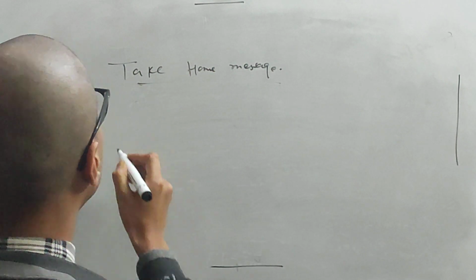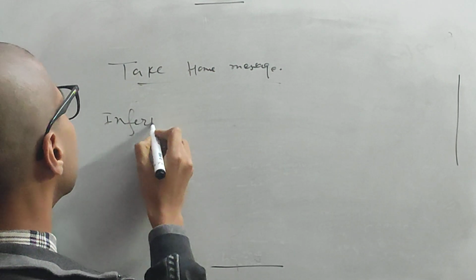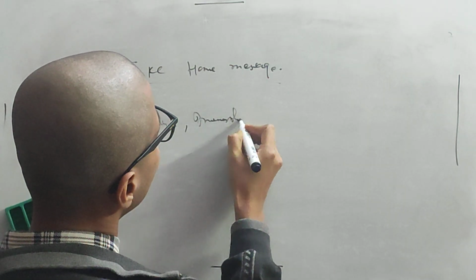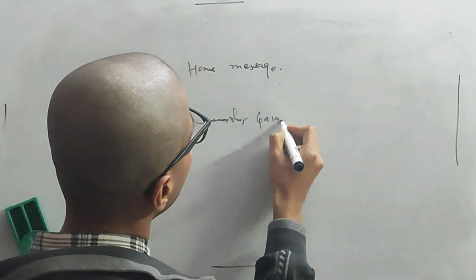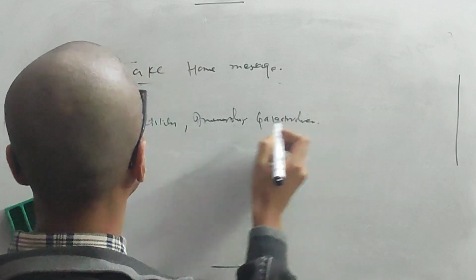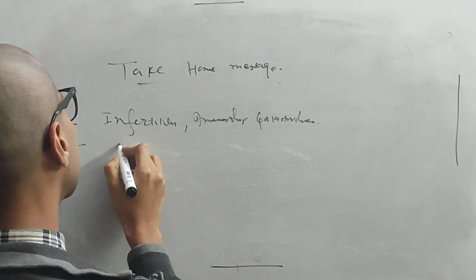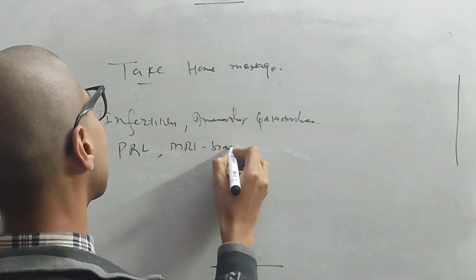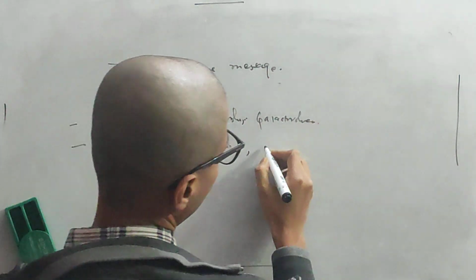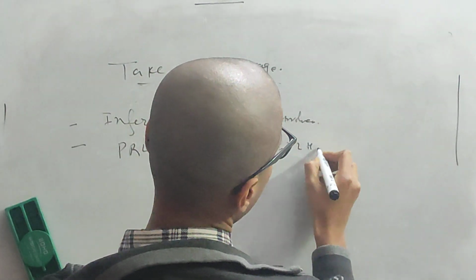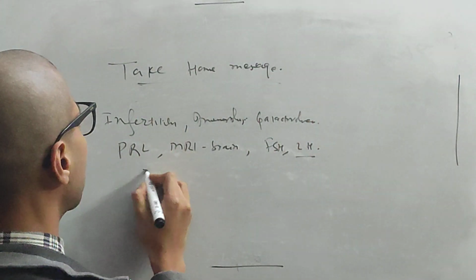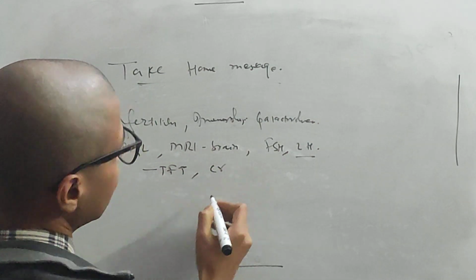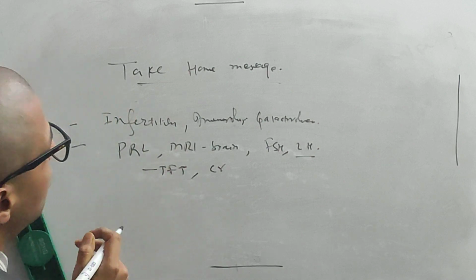And what are the clinical features? So the main clinical features are infertility, amenorrhoea, galactorrhoea. And for investigations you will do serum prolactin level, MRI brain, FSH, LH, estradiol level, and to rule out hypothyroidism TFT, and to check for renal failure serum creatinine, okay.